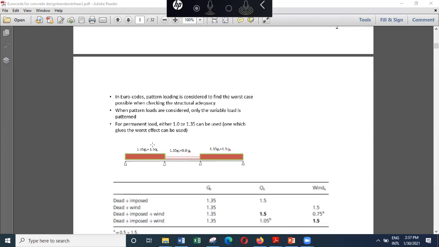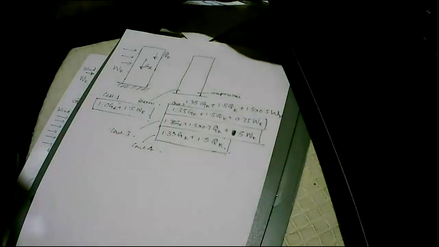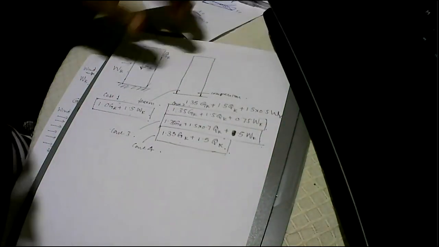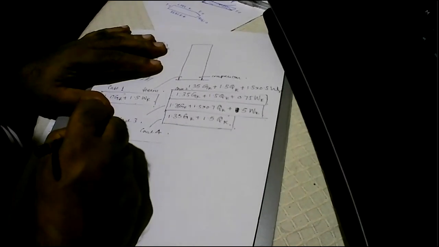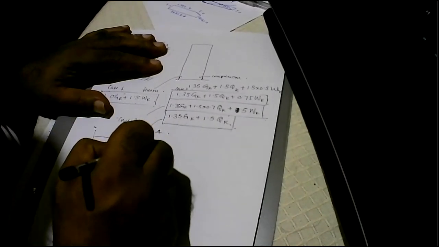And so basically, when you are designing for the vertical loads, generally we make use of simplified subframes.